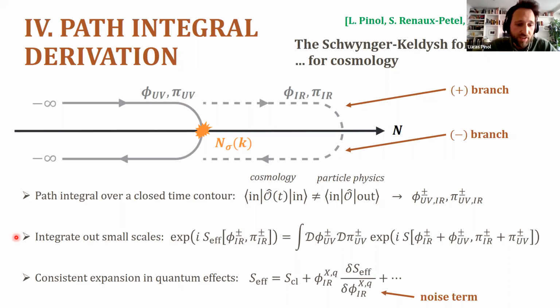In order to do this, you need to be careful and define your path integral along a closed contour. This is because we are doing cosmology and we are looking at in-in correlations and not in-out transition amplitudes like in particle physics. So you need to define this closed contour in time. And then what you need to do is to integrate out your ultraviolet fields and momenta, which are defined both on the so-called plus and minus branch of your contour. You can do this analytically. We showed how to do it.